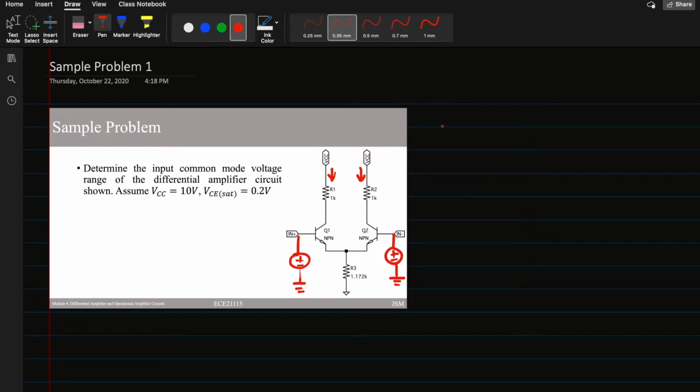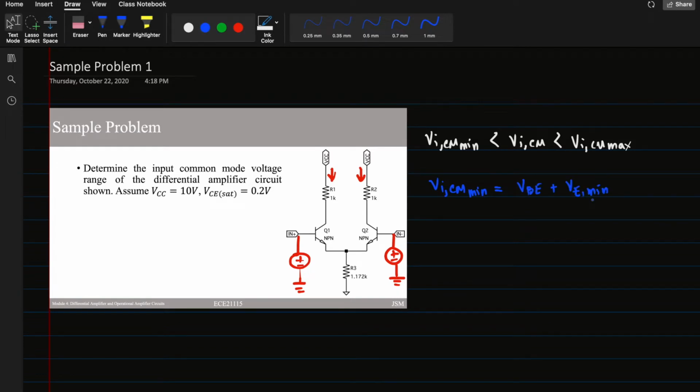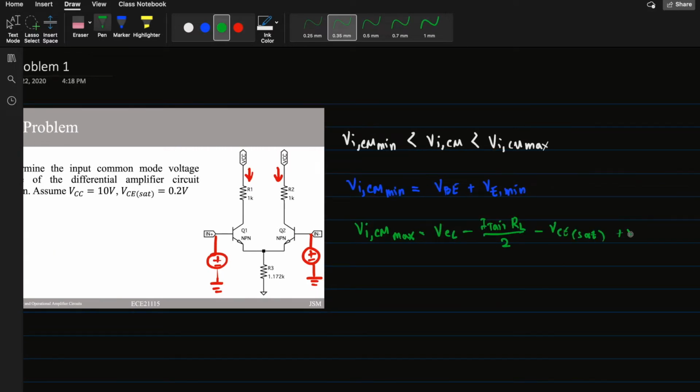So, input common mode voltage is again used to bias the differential pair po. And meron po yung range para mag-operate ang ating differential pair ng tama. So, it has a minimum value and maximum value po. So, kung i-recall natin, VICM minimum is VBE plus the minimum emitter voltage. And VICM max naman is VCC minus ITEL times RL over 2 minus VCE-SAT plus VBE. Okay, so let's start solving.